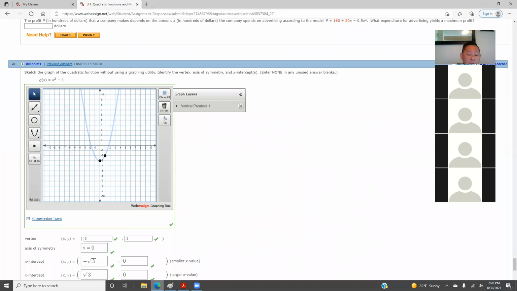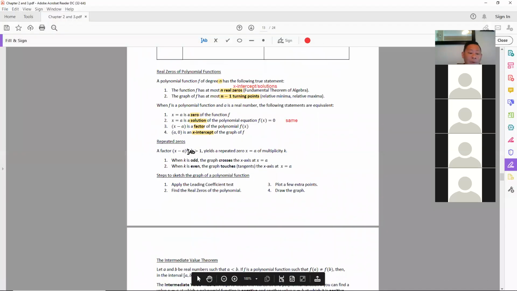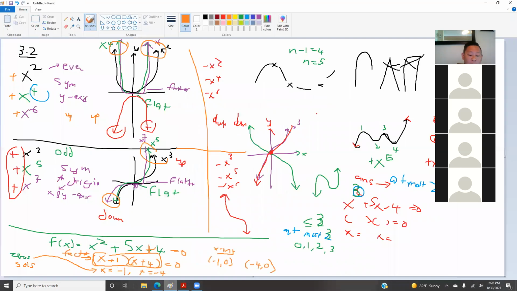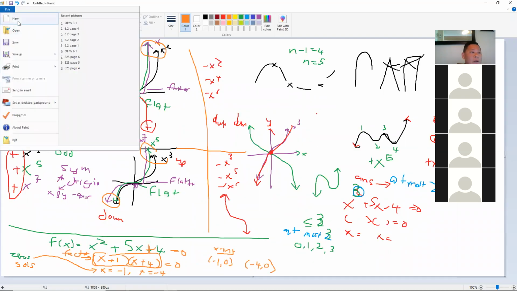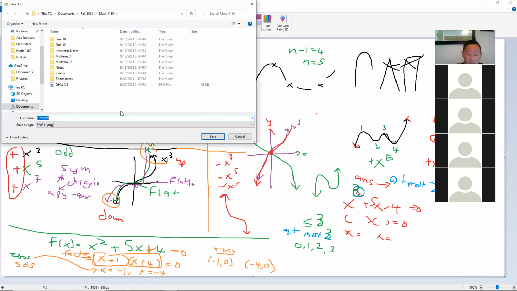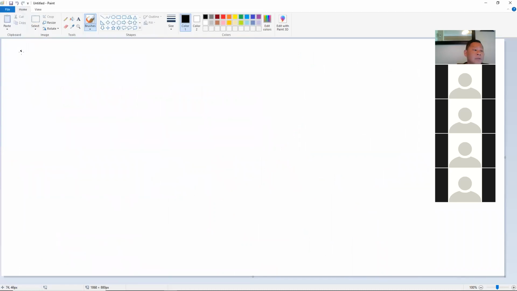Okay. Next thing I want to talk about in this case is your repeated zeros. So what does it mean when you have a repeated zero? This is 3.2. When you have a repeated zero, you take the factor of it and you have a power to it. Usually when you do the factor form, it's just power 1, like x minus 2 or x plus 4, something that we just did. So this k in this case can be power 2, power 3, power 4.